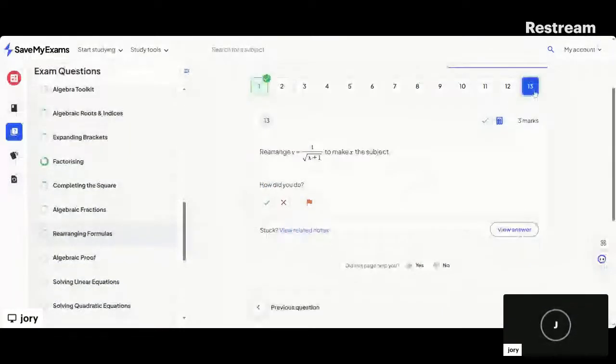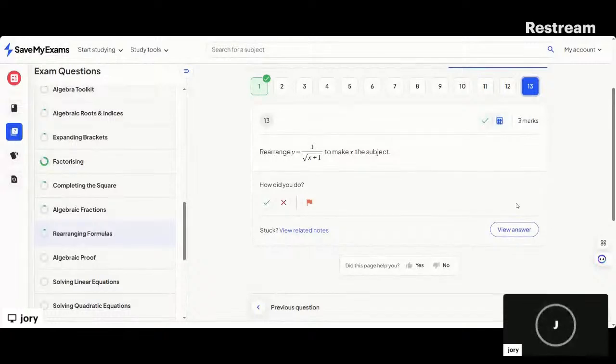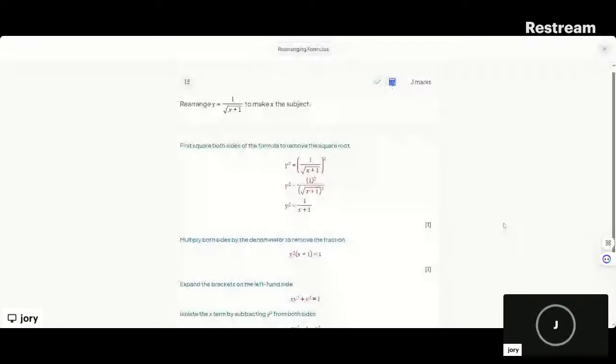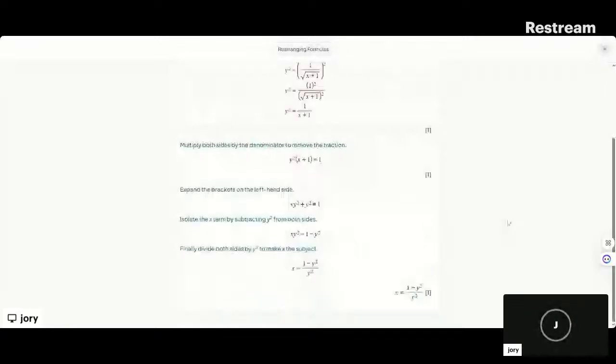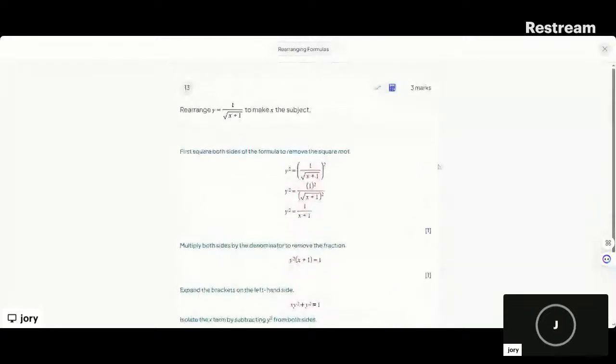Make x the subject. Okay, so square root of (x plus 1) equals 1 over y. Square that. x plus 1 equals 1 over y squared, minus 1. So x equals 1 over y squared minus 1. How many marks? 3 marks? That's not what I did. That's not what I did at all.